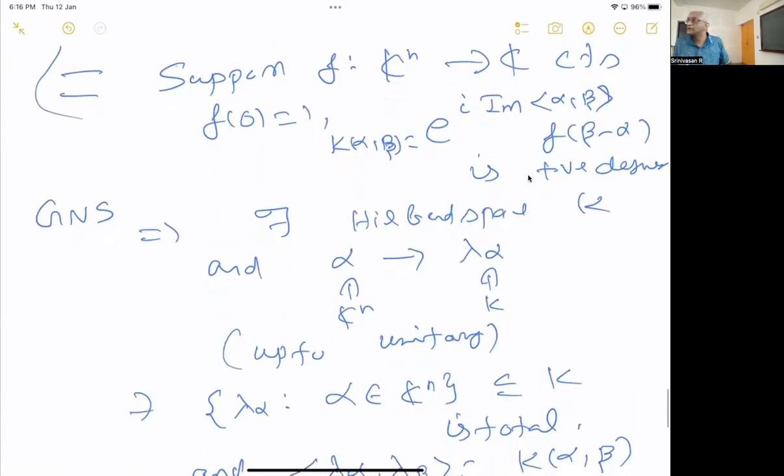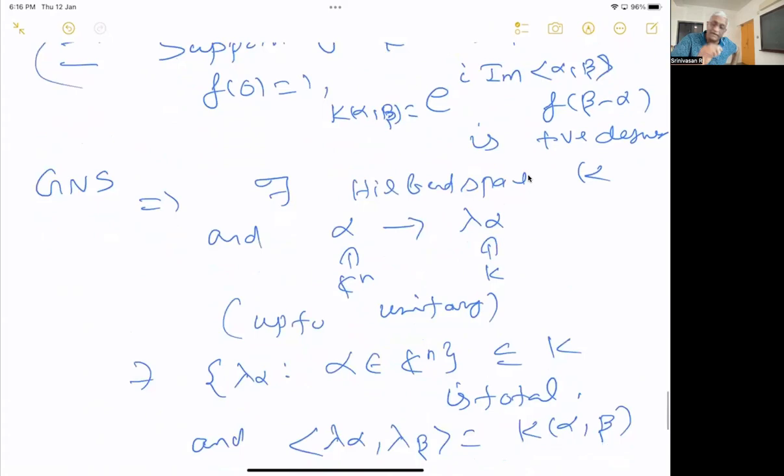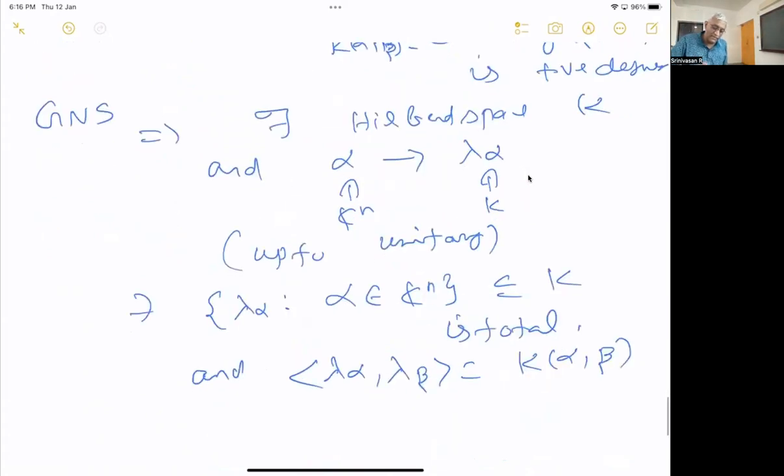So if we have a positive definite function K on two variables, K(alpha, beta), then you have a Hilbert space K where the set on which the function is defined can be embedded as a total set of vectors. And the inner product between any two vectors is precisely this positive definite function K(alpha, beta). That's all. This is what is called a Gelfand pair.